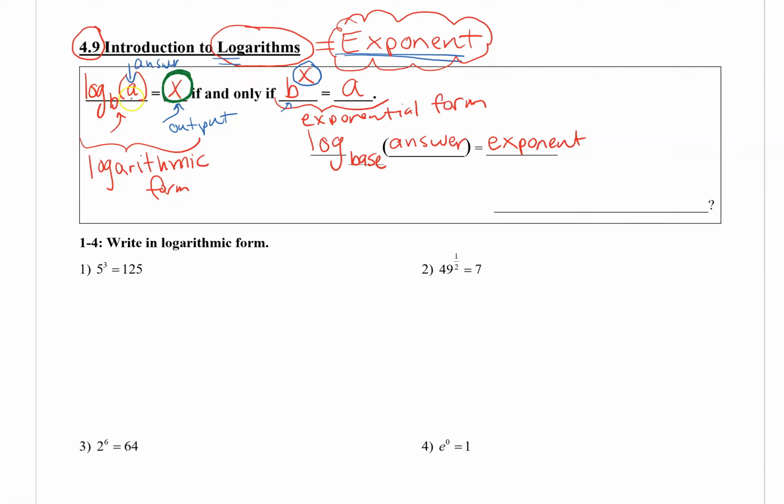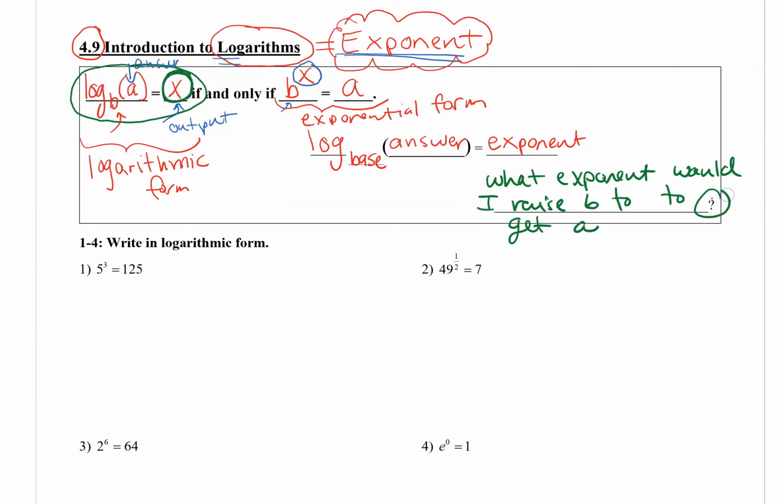When we are evaluating logarithmic expressions that look like this, there's a question we have to answer in our head. And that question is, what exponent would I have to raise b to, to get a? That's the question we ask. What is the exponent? Because that's what the log equals. The log equals the exponent. So why don't we start over here practicing going back and forth between these two forms in example 1.